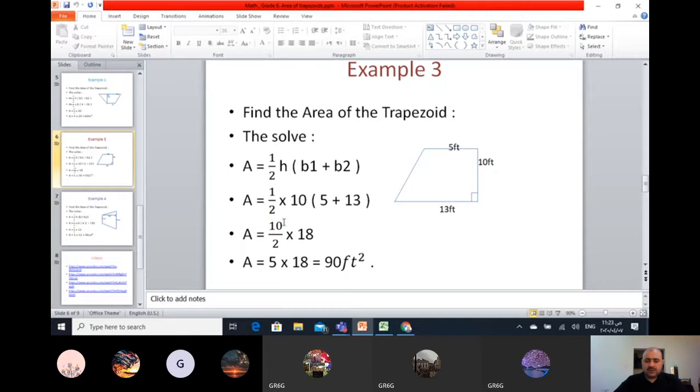Here I can start from 10 multiplied by 1 over 2. 10 multiplied by 1 is 10, divided by 2. And inside parentheses here, we have 5 plus 13 equals 18. Then here we have 10 divided by 2, which equals 5. Multiply by 18. Now 5 multiplied by 18 will be 90. And the unit here is feet squared.